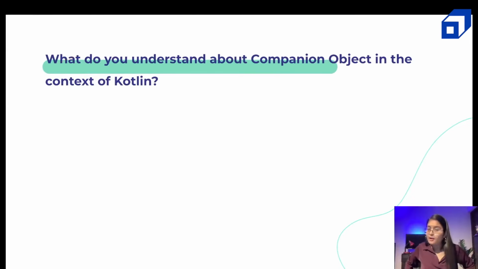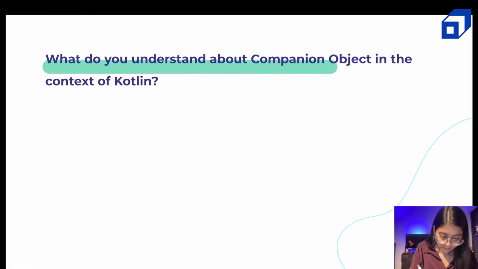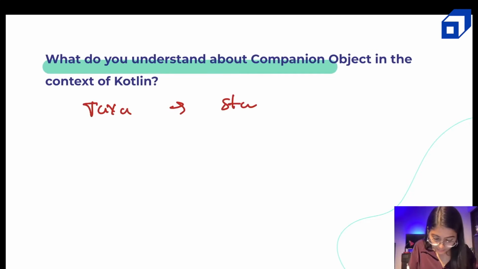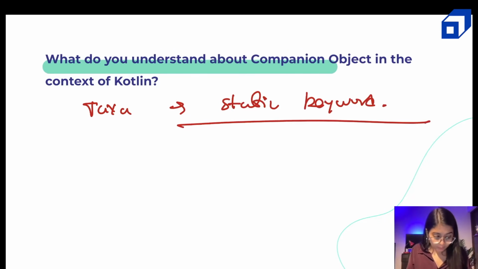So companion objects are important in Kotlin. Okay, so how are they important? So in some languages like Java, we have the static keyword, which is used to declare class members and utilize them without creating an object, by simply calling them by their class name.